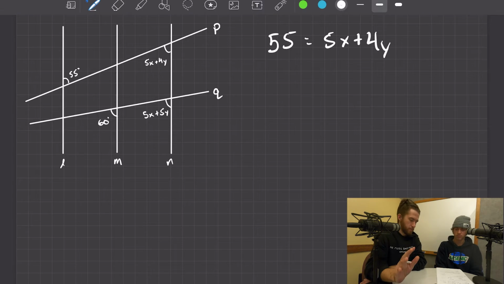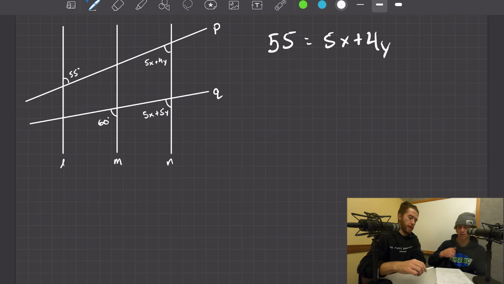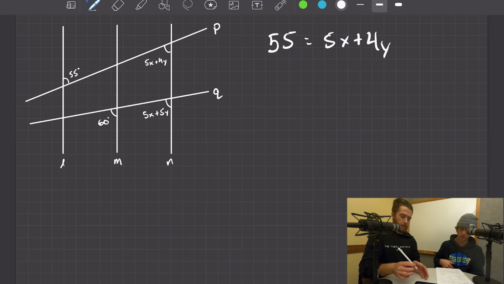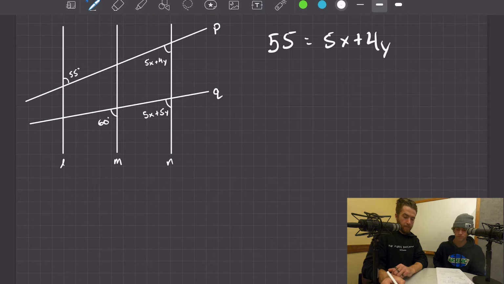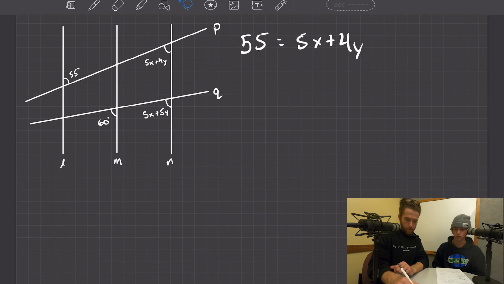And why is that, just for clarification's sake? Where did you glean that from? Because 55 in that equation is like complementary or corresponding. Corresponding, yeah. That looks just like a problem you were doing before, right? Yeah, because these lines are parallel. It's just kind of like a two-parter here. All right, so 55 equals 5x plus 4y, and then you also said that 60 is equal to 5x plus 5y. Cool. So I guess we should do one at a time, right?